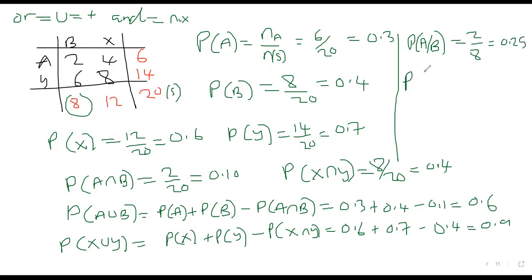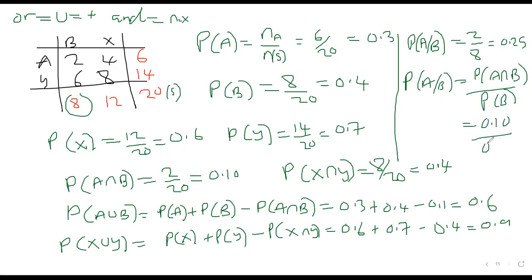Still, if you want, you can use Bayes' theorem. A given B, using Bayes' theorem, is A intersection B over the probability of B. So what is A intersection B? We found 0.1, over the probability of B, we found 0.4. So 0.1 over 0.4, we still get 0.25, the same thing. But we don't want to think a lot, so I just teach you where they meet, A and B. They meet at 2, but the total for the bottom is 8.